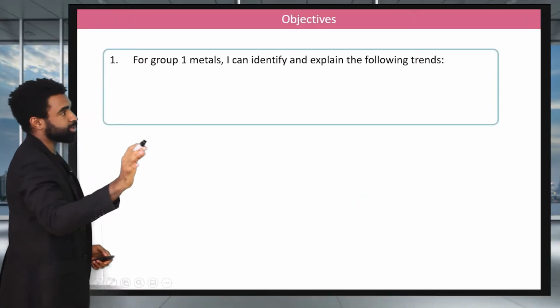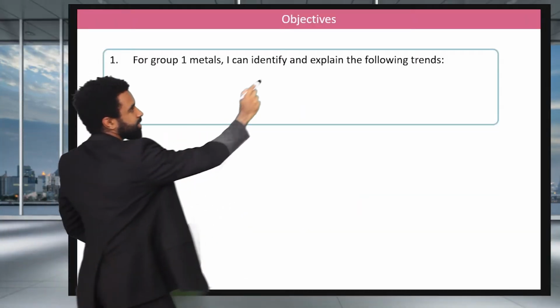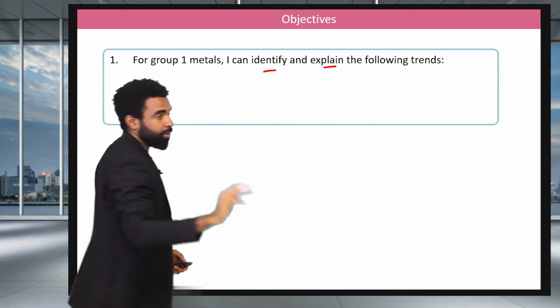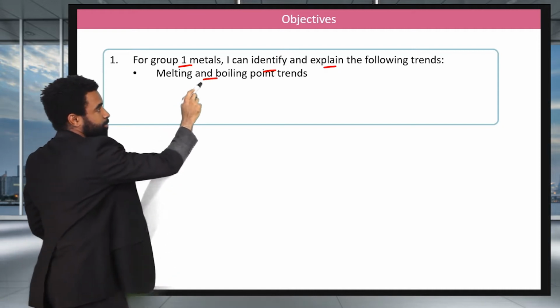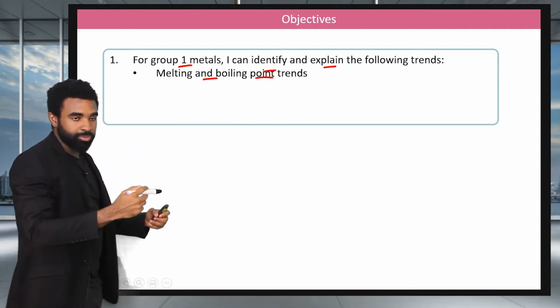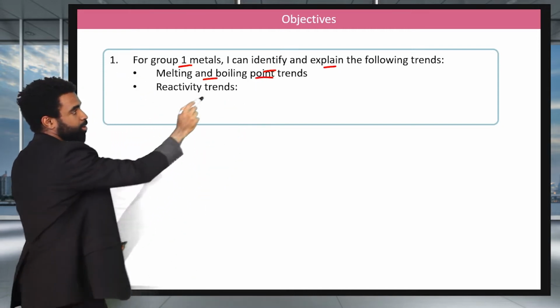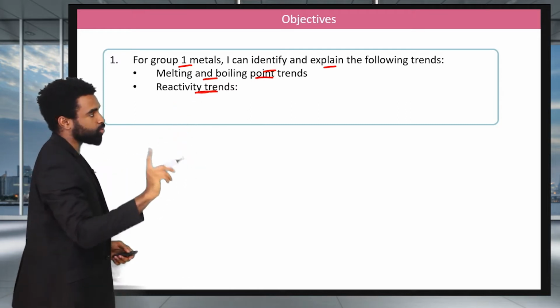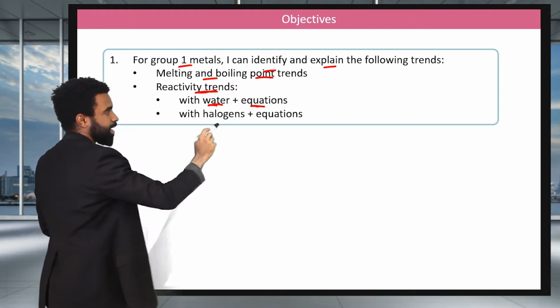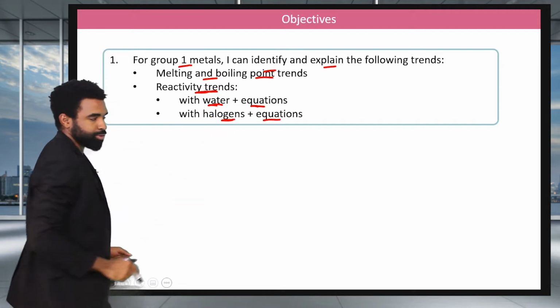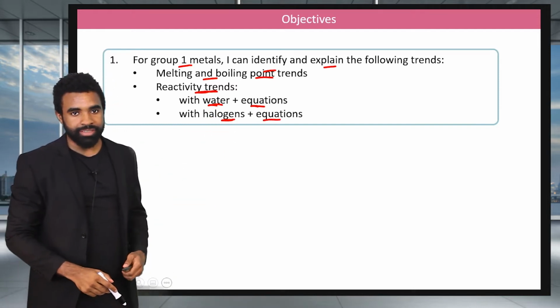Our formal objectives are the following. I want you to be able to identify and explain the following trends for group 1 metals. They're melting and boiling point trends. These are their physical properties. And then for their chemical properties, their reactivity trends with water, and you should be able to write the relevant equations, and with halogens, and of course you should be able to write the relevant equations there.